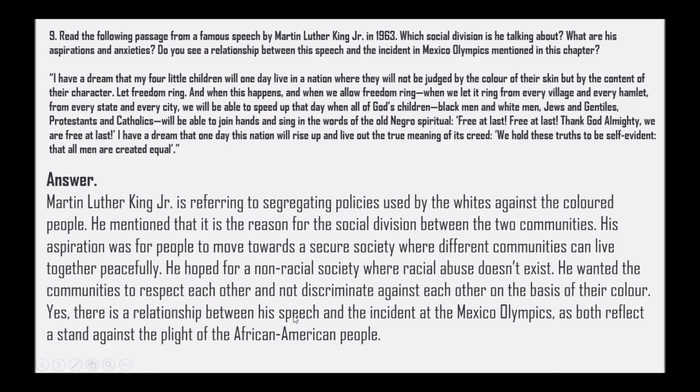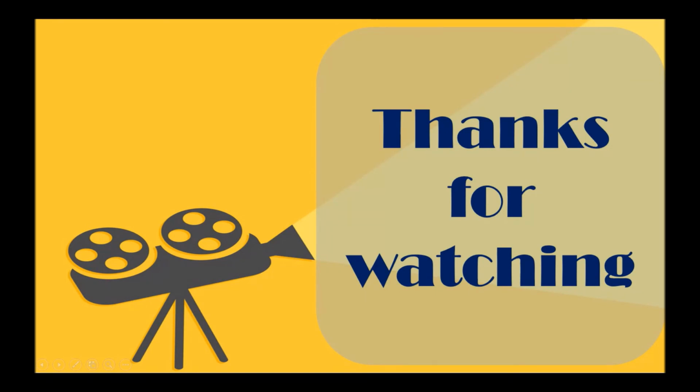Yes, there is a relationship between his speech and the incident at the Mexico Olympics, as both reflect a stand against the filth of the African American people. So this was Chapter 3 of NCERT Solution for Class 10 Civics.